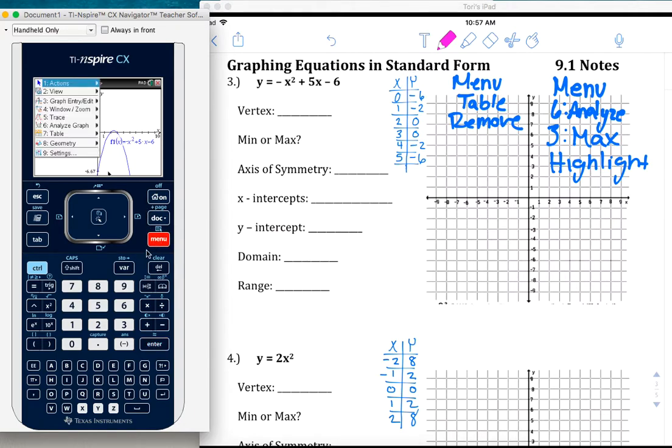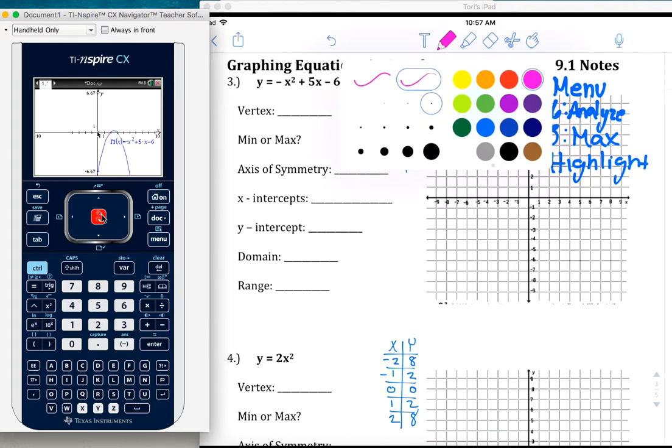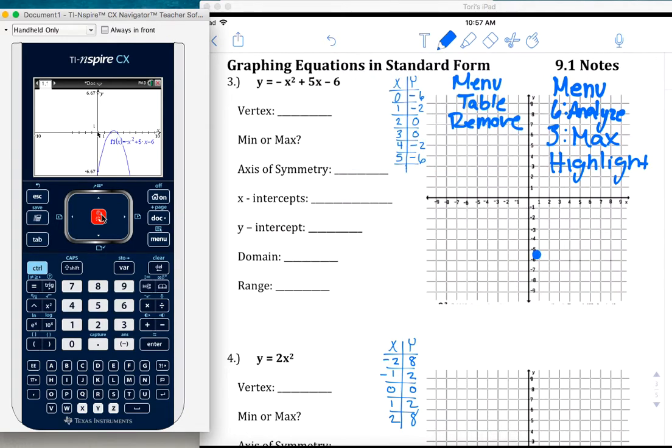So let's say I went menu, table, split my screen. To remove it, all I have to do is go menu, table, and remove the table. That's all you have to do to get back. Okay, so let's take just a second. Go ahead and put your dots on here. And we're going to connect those dots all the way to the bottom of my graph.